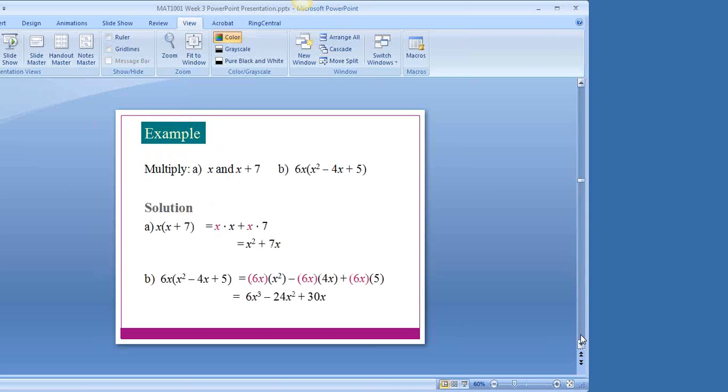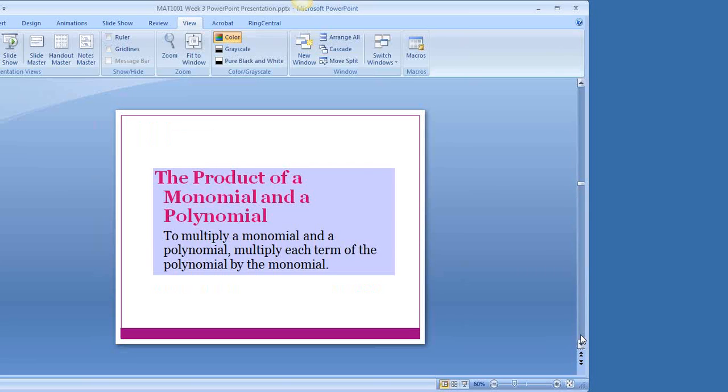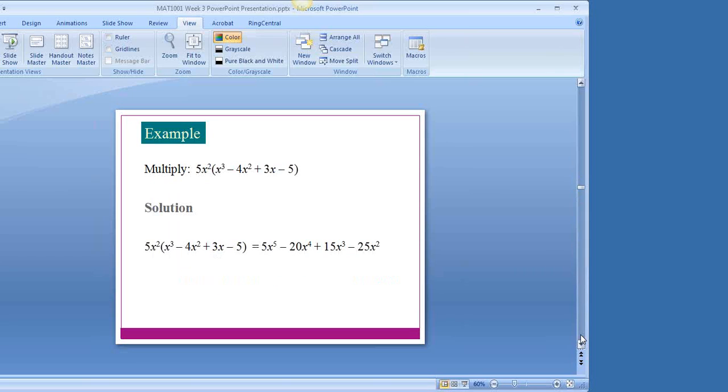For example A and B on this slide, we're really using the distributive property. For example A, we're multiplying x times the x and then x times the 7. For example B, we're multiplying 6x by x squared, then 6x times negative 4x, and then 6x times 5. Then we always look to see if we can combine like terms. In these two cases, they were fine. So again, we have a monomial times a polynomial, so we're just applying the distributive property and multiplying the term on the outside by everything on the inside and then combining like terms if possible.